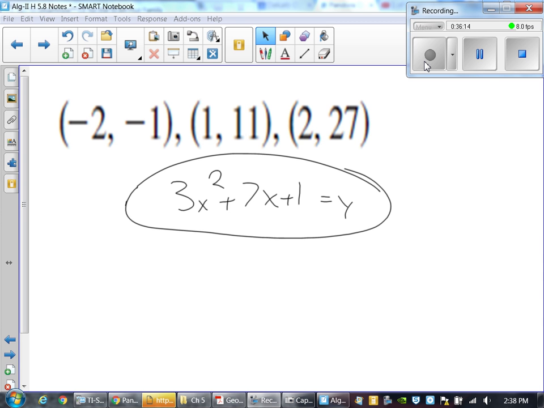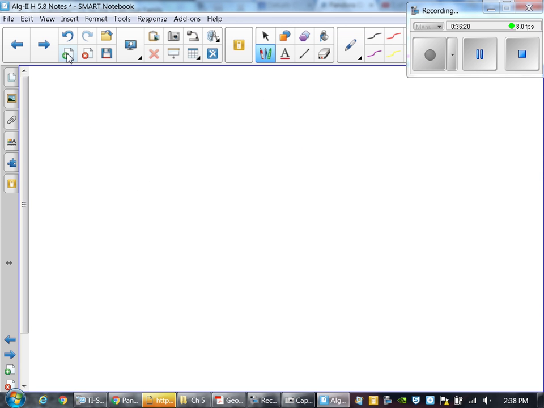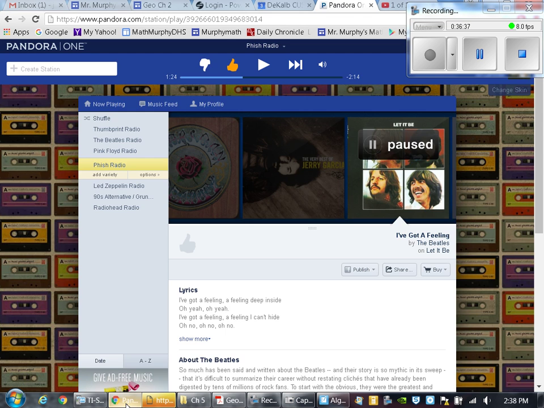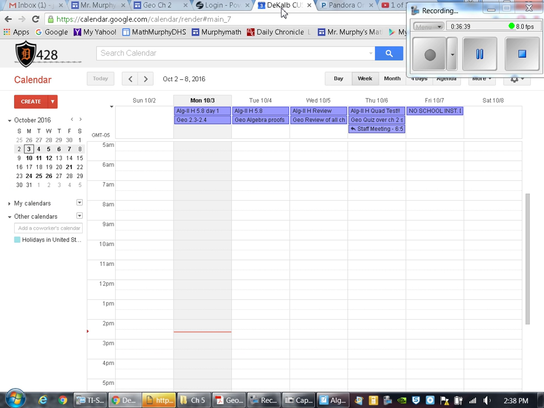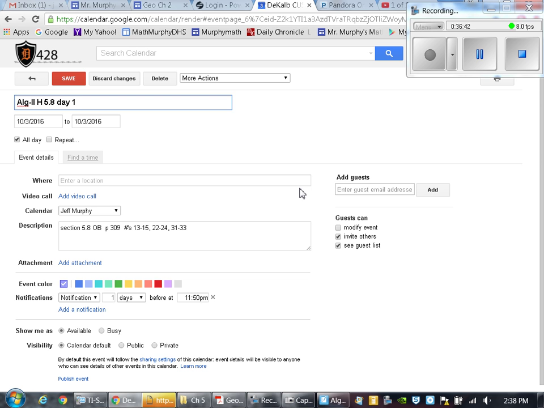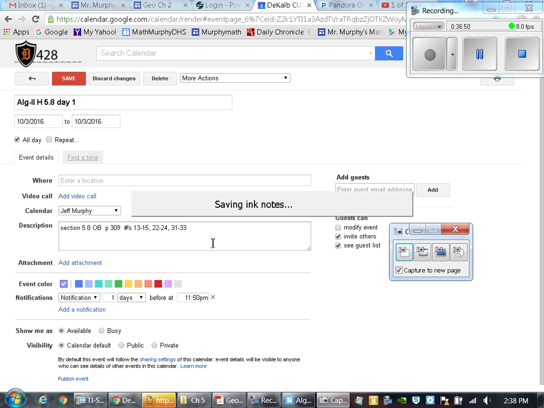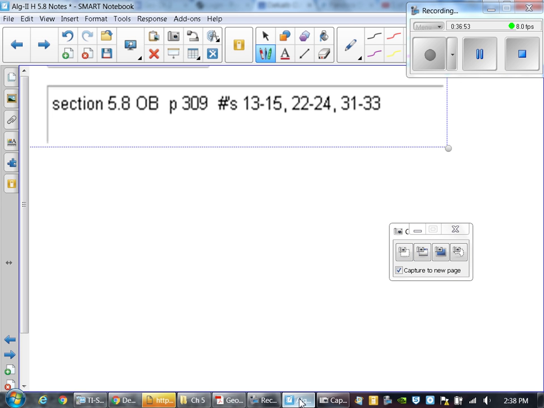Alright, homework wise. I put it on the calendar already. I believe it was. Yeah, I put it in earlier. And so this is 5.8 in the old book. I had it on a post-it note right here. I have you guys doing 3 of each style.